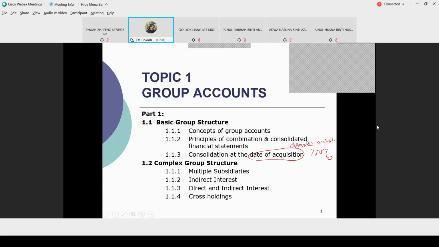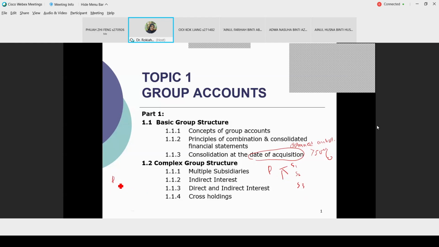Let's briefly go through this again. We're going to have either a basic group structure or a complex one. A complex group structure is one where we have more than one subsidiary. You are going to have multiple subsidiaries or indirect interest. Multiple here means we have a parent, and subsidiary 1, subsidiary 2, subsidiary 3. That one is multiple.